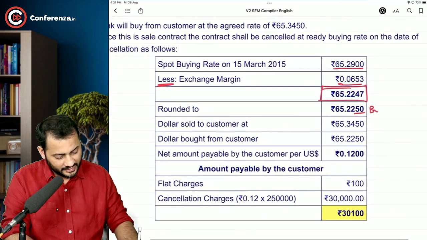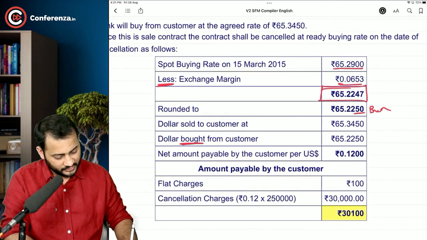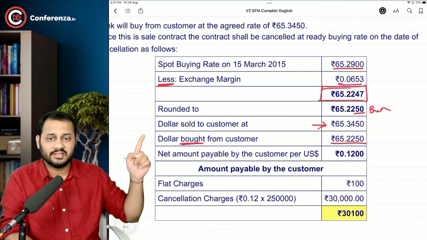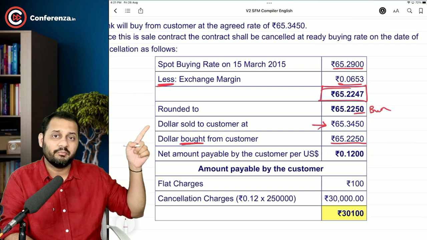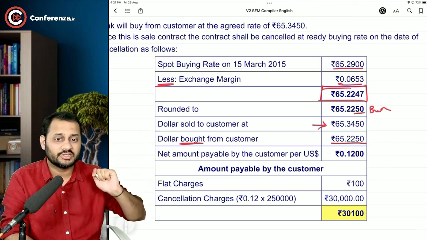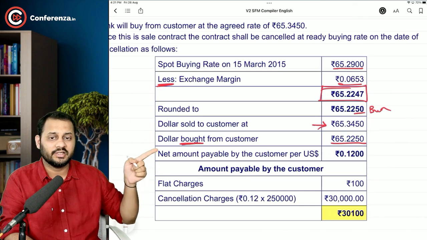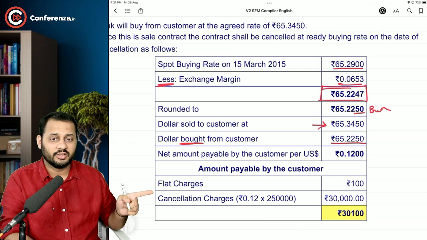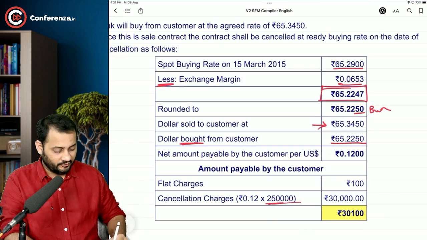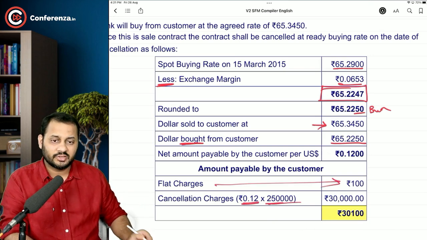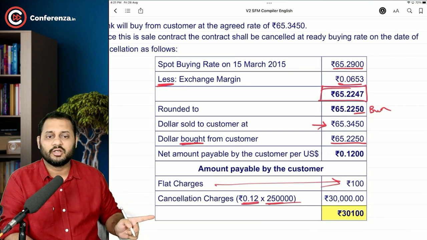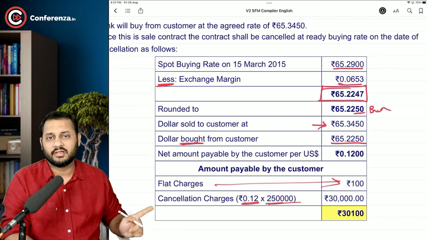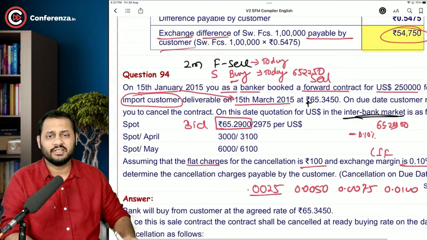At this rate, 65.2250, we will buy. So this is our buying rate. Bought from the customer at this rate, sold to the customer at the original rate. Still we have a profit. Who has a profit? The bank has a profit. So it's a loss to the customer. The amount payable by the customer is 12 paisa per dollar. The total dollars are 2,50,000. Flat charges of 100 and 12 paisa on 2,50,000. This is the total loss, 30,100 rupees. That's the amount payable by the customer. It's very simple. Cancelling on the due date.